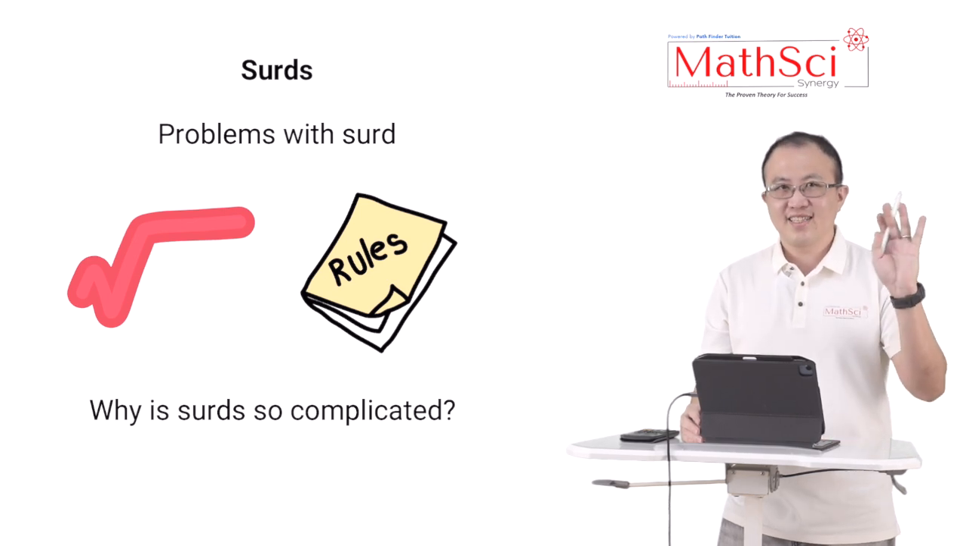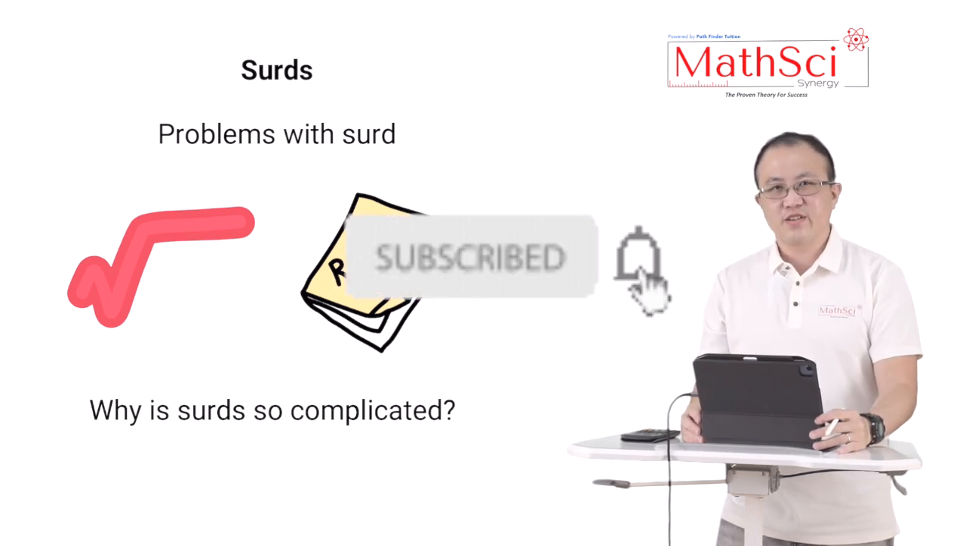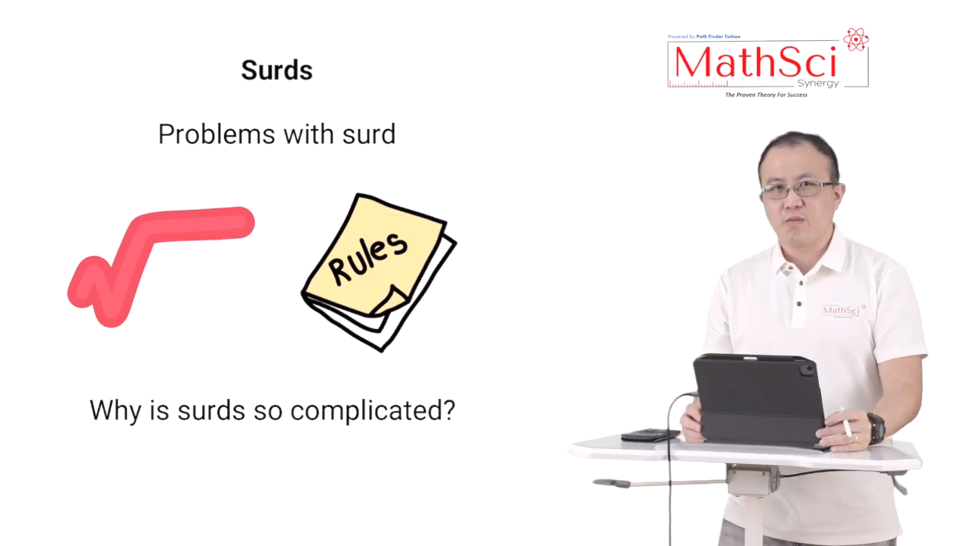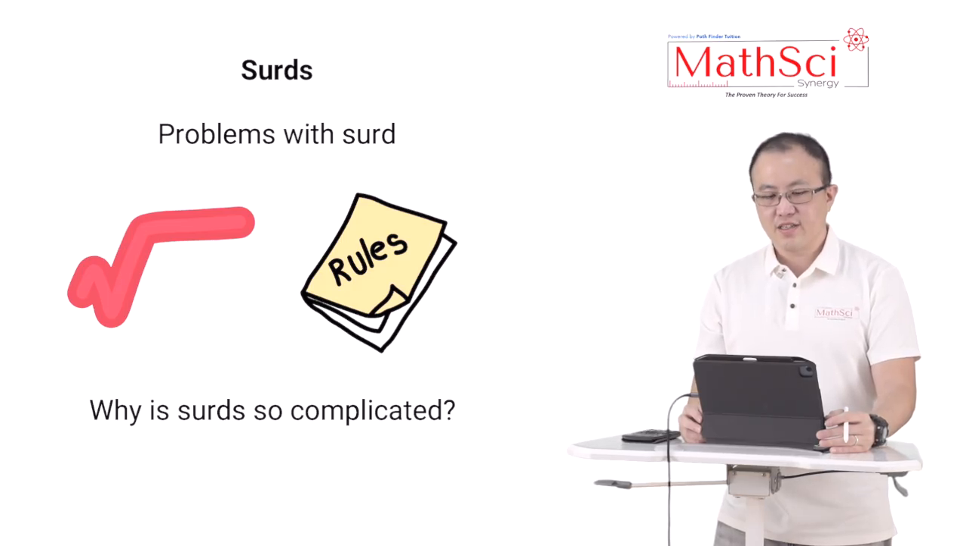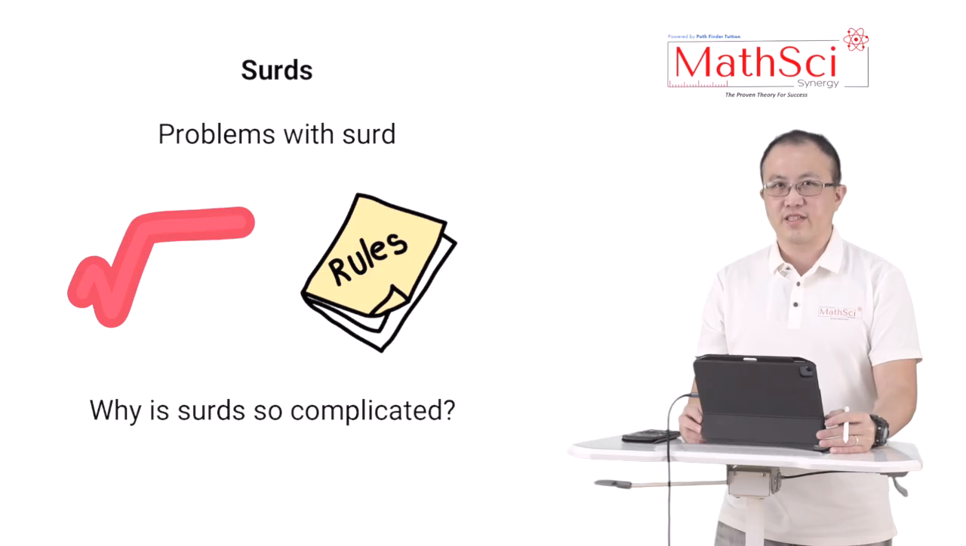Hello everyone. Today we're going to look at another problematic topic in additional math, which is called surds. This is one of the foundation topics that's learned in Sec 3 together with logarithm. Just like the logarithm video, as I mentioned, it is a problematic topic. Surds likewise is also a problematic topic.